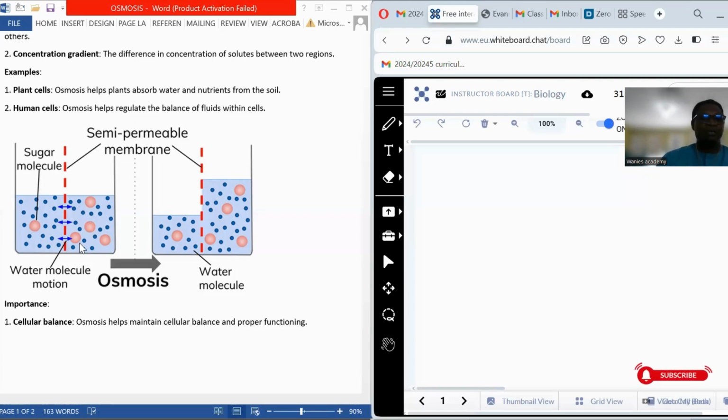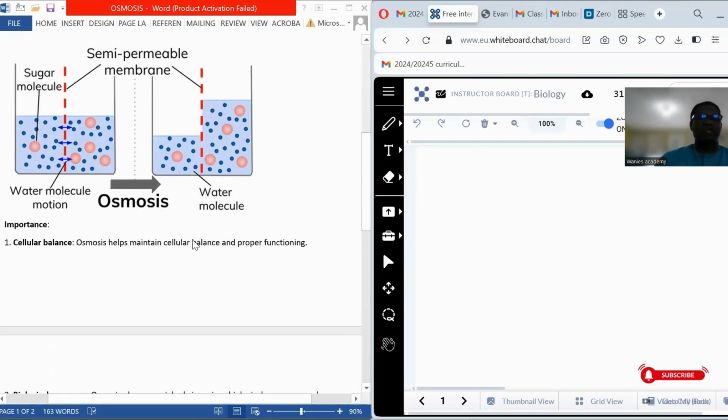Now, if you look at the second diagram, where you have water, in the first stage you have the sugar molecule. The sugar has increased the concentration, while the water here is in low concentration. So water will move from this low state into the sugar solution. So this simple process signifies osmosis.